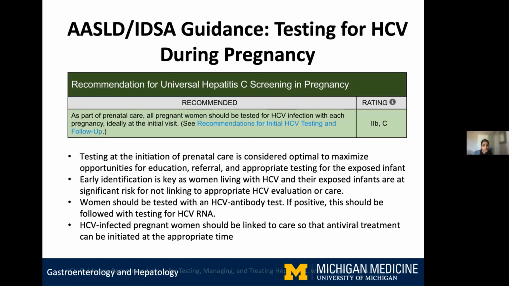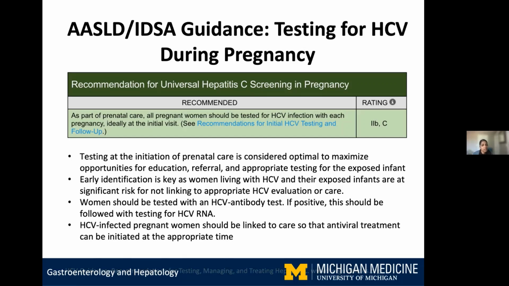Early identification of hep C infection in women living with hep C who are pregnant and their exposed infants is really key for postpartum and infant monitoring, to make sure that hepatitis C evaluation and care are optimized. Women should be tested with a hep C antibody test in pregnancy, and if positive, this should be followed with testing for hep C RNA.